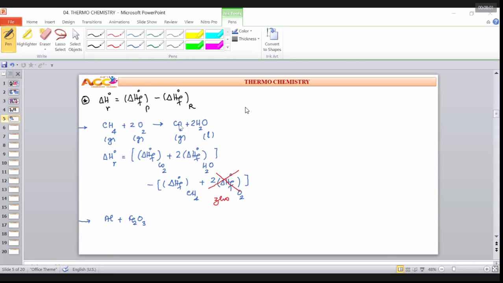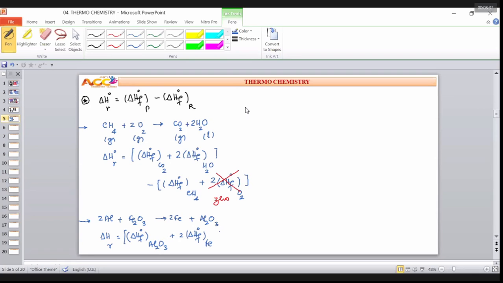Now suppose you have this type of reaction, giving Fe plus Al2O3: 2Al plus Fe2O3 gives Al2O3 plus 2Fe. This is the enthalpy of reaction. How to put it in terms of formation? Enthalpy of formation of Al2O3, the product first, plus 2 times the standard enthalpy of formation of iron.